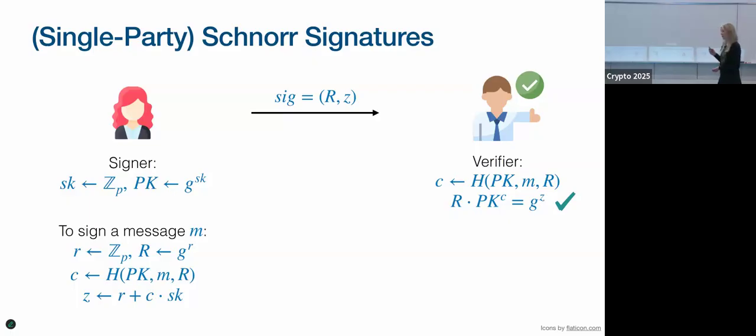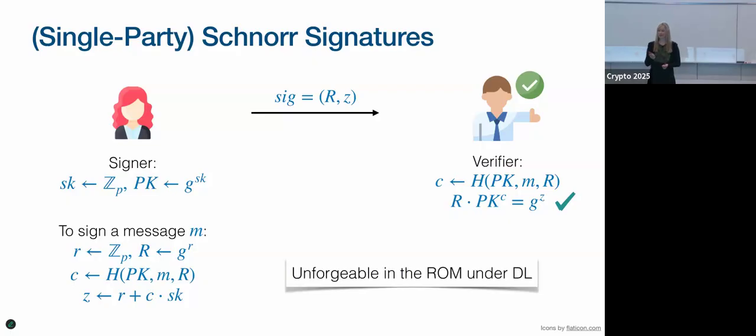Now, the verifier computes the same hash and then checks the verification equation. So the commitment R times the public key raised to this hash c, and checks it against G to the z. And Schnorr signatures are unforgeable in the random oracle model under discrete log, also unforgeable in the AGM under discrete log in a tight security reduction. And tomorrow morning, we have a session which will show that Schnorr is tightly secure under a new variant of discrete log.